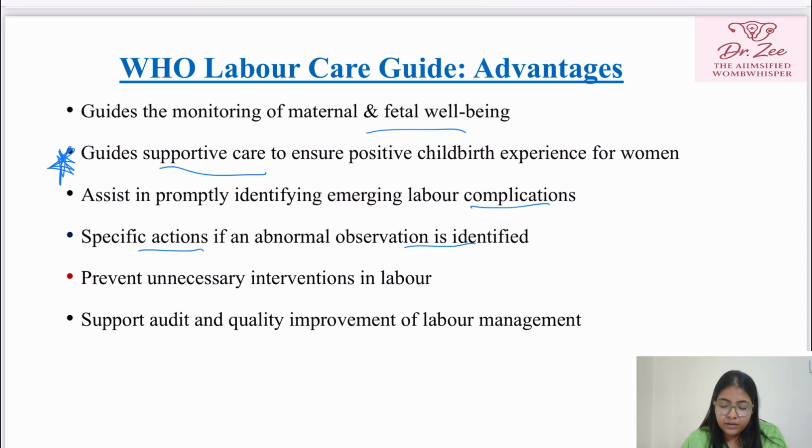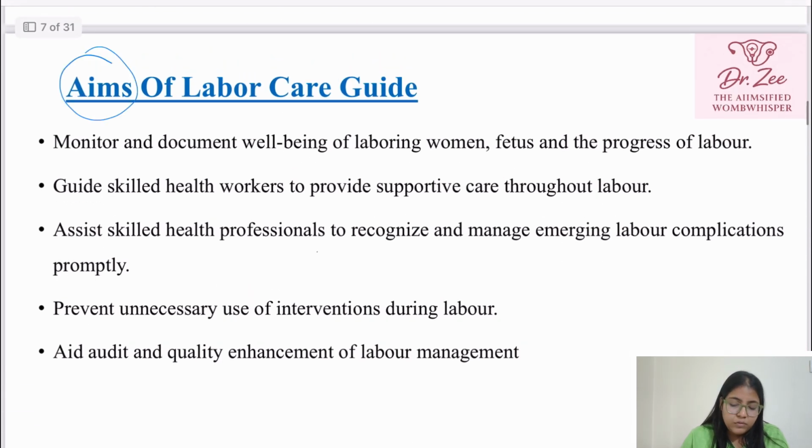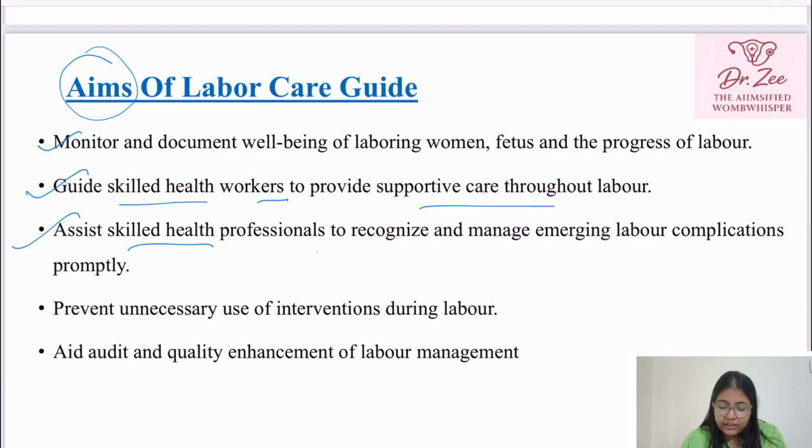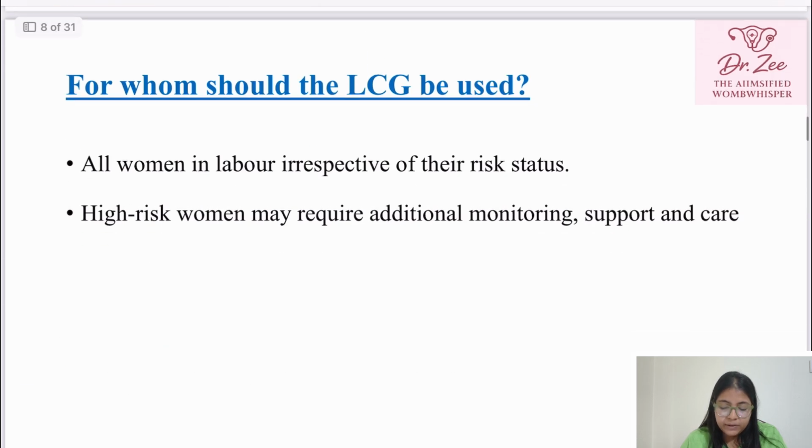If there is any abnormal finding, we prevent unnecessary interventions in labor by following the evidence based recommendations, and it supports audit and quality improvement of labor management. So what are the aims of labor care guide? Monitoring and documentation of progress of labor, to guide skilled health workers to provide supportive care, assist skilled health professionals to manage emergencies, to prevent unnecessary use of intervention, and to aid audit and quality enhancement of labor management.